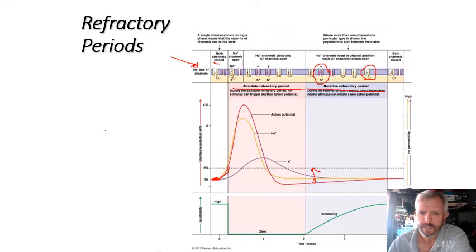And then in the absolute refractory period, I cannot have an action potential, because my sodium channels are in this state and cannot be open. These refractory periods are going to be important when we start talking about how we move the action potential down the axon, and we want to move it in one direction. That's going to be important with these absolute refractory periods.